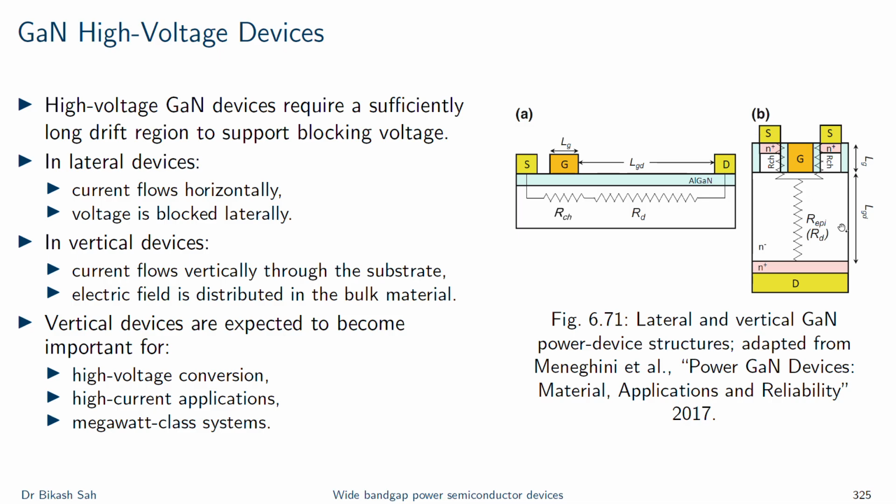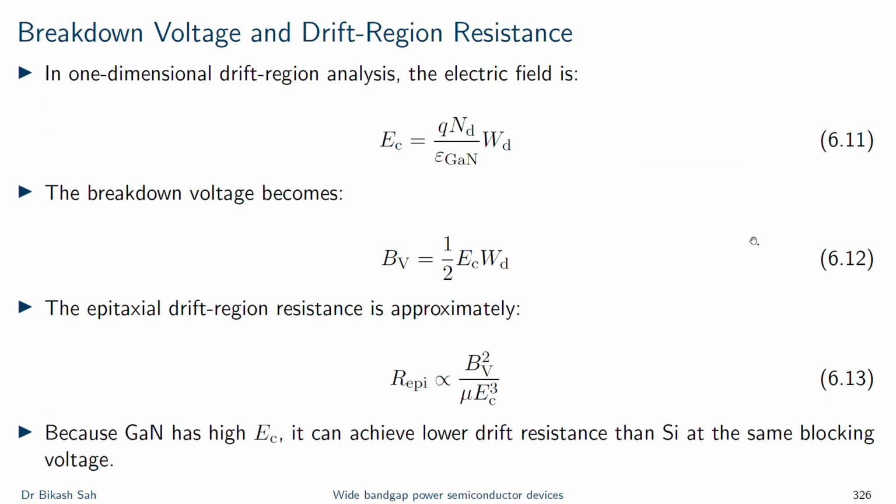The lateral GaN is very strong for high frequency and moderate voltage, while vertical GaN is expected to be important for high voltage, high current, and possibly megawatt class systems as well. However, vertical GaN needs high quality bulk GaN substrate, reliable current blocking layers, and mature processing. So there is an application promise from vertical GaN devices, but the technology path is still more challenging. I would say a lot of research is still going on in the vertical part.